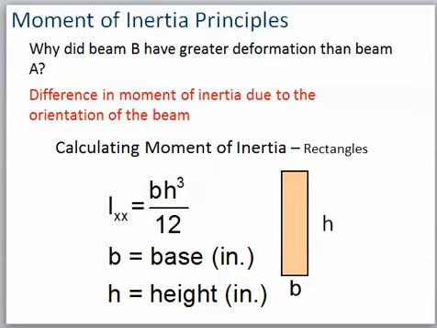All right, why did beam B have a greater deformation than beam A? Well, if you look at our equation right here, the absolute main reason is the number one indicator in deformation is the height of the object, because it's cubed. Everything else, the base is just to the first, but the height is cubed. So that makes it 3 times as important when it comes to this equation. It is the number one indicator. The more height you have, the less deformation you're going to have.